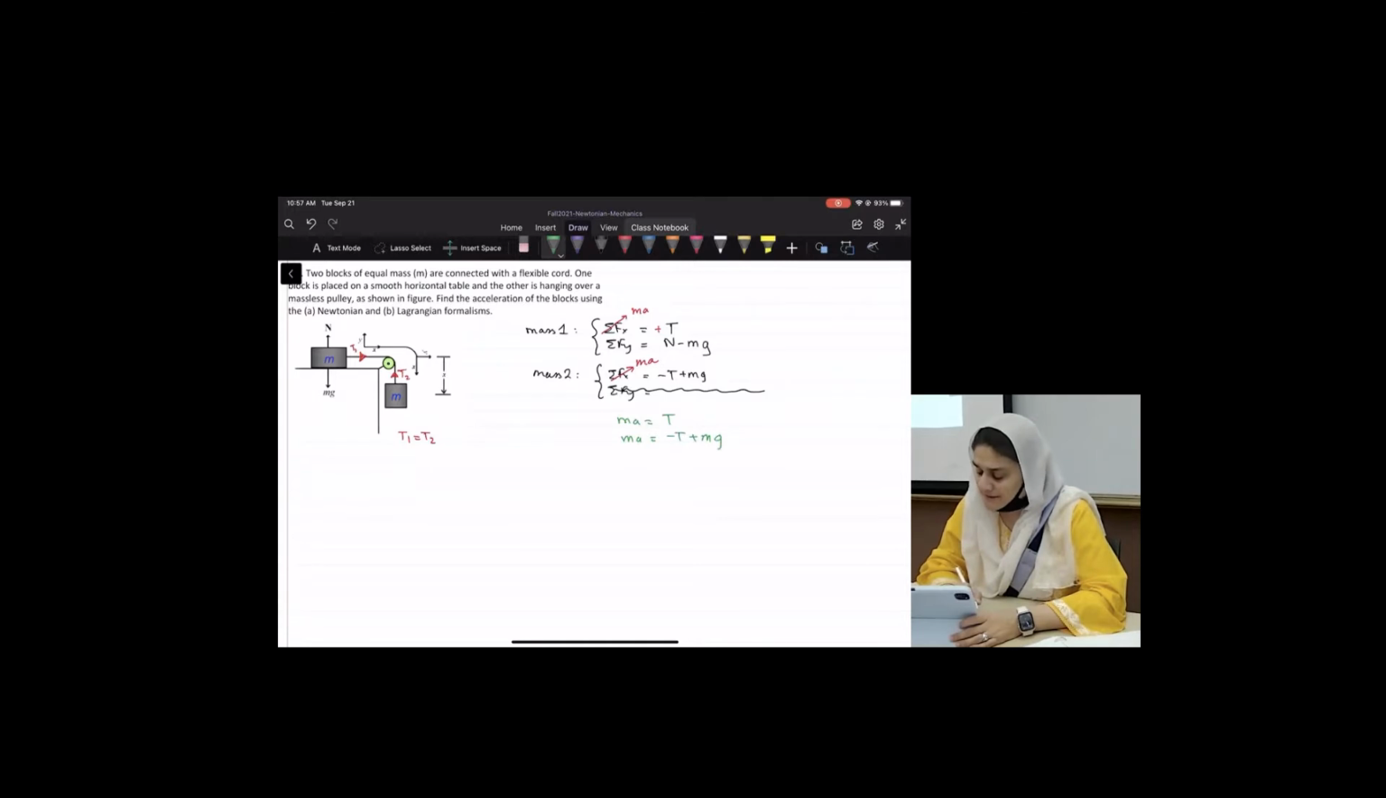I'm looking for acceleration, right? So I can add these two equations. I want to get rid of the T. mg. The M's get canceled, and I get a equals g over 2.